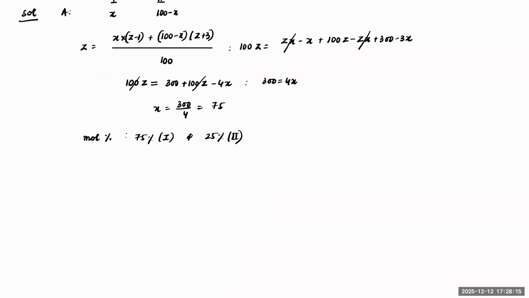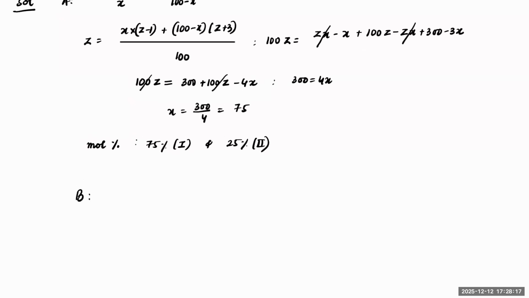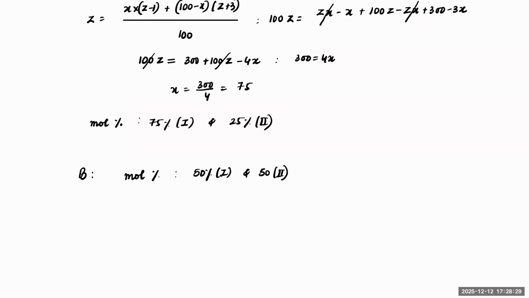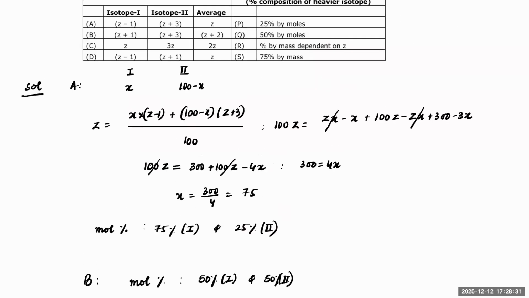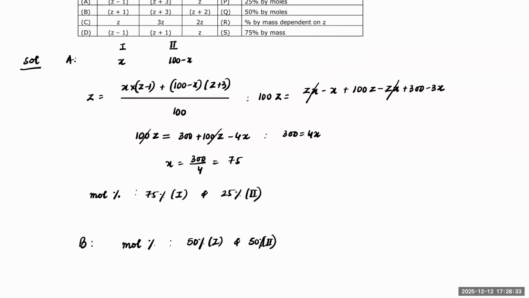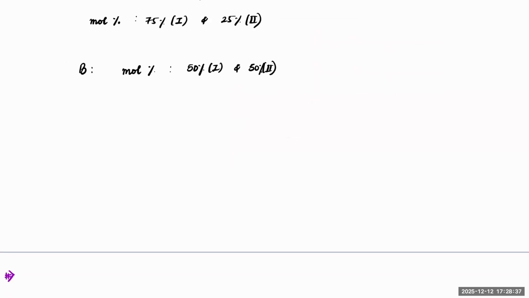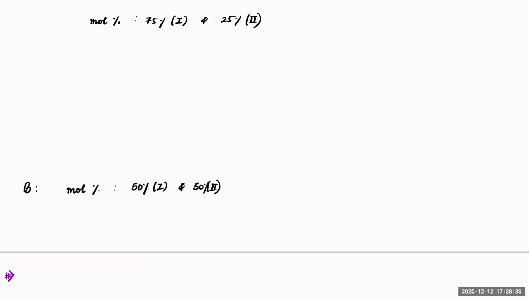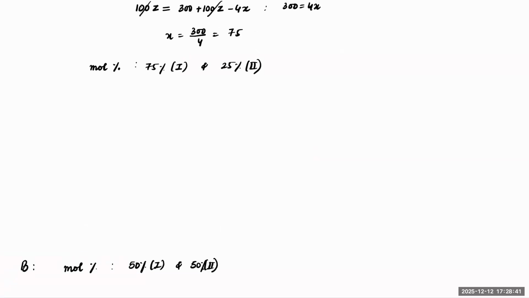Very good. So for part B, we got the mole percentage as 50% of 1 and 50% of 2. Correct? Now notice this. What if I have to find the mass percentage? What we got is the mole percentage, isn't it? Now if I have to fetch the mass percentage, check out what I will do.